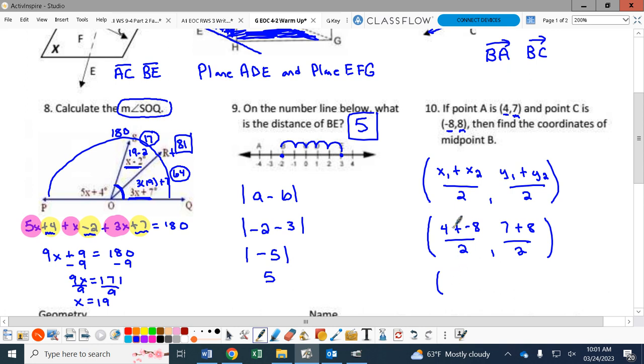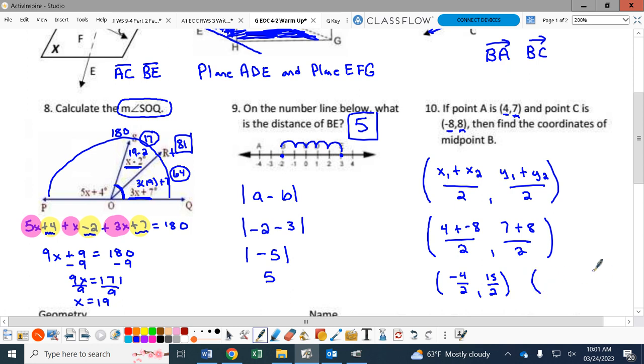What is 4 plus -8? Just like 4 minus 8, guys. If you want to type 4 minus 8, that's the same thing on the calculator. What's that give you? -4 all over 2. And then 7 plus 8 would be 15 over 2. Now, one of those will reduce.